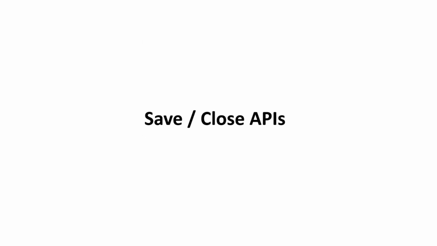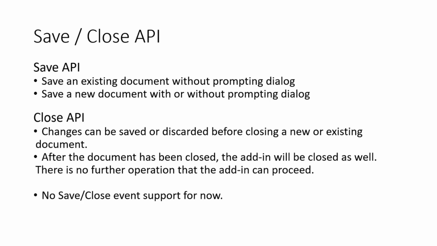And next, that is the save and close APIs. For save and close, now we provide two APIs so that you can save an existing document or you can save a new document. There are different cases, whether the prompting dialog is needed in order to specify a file name. And for close APIs, we also provide support for new documents and existing documents.